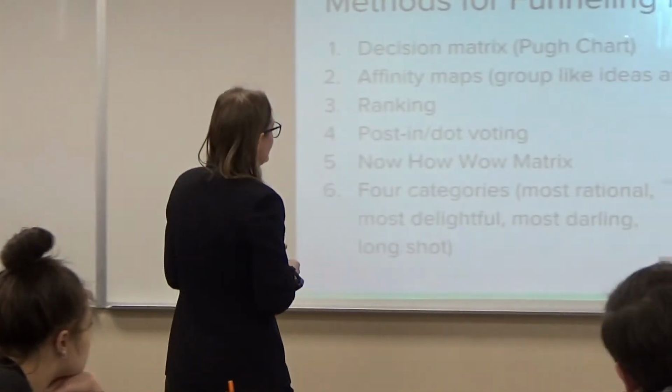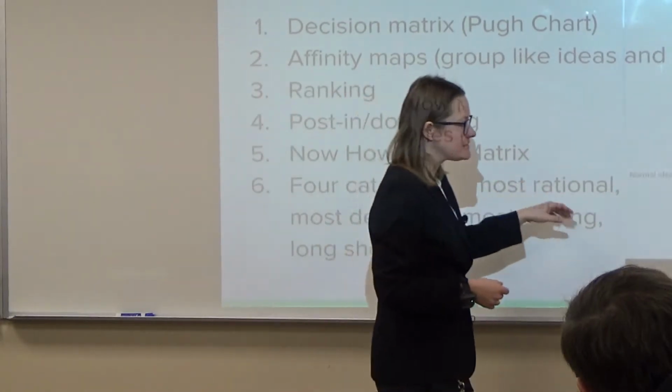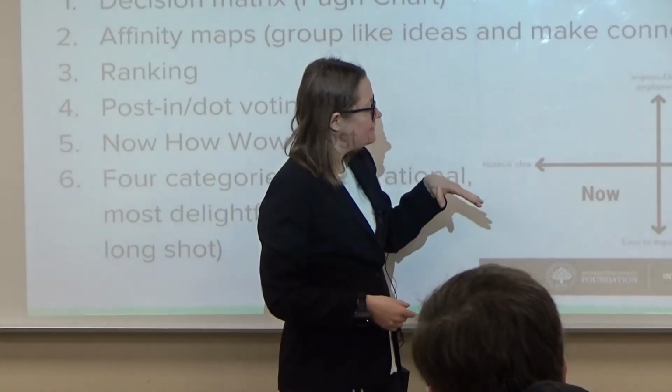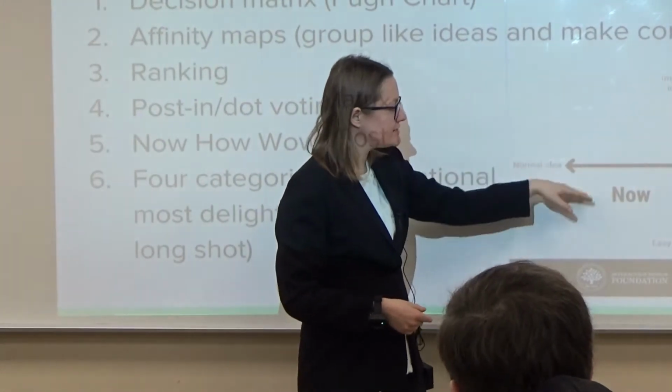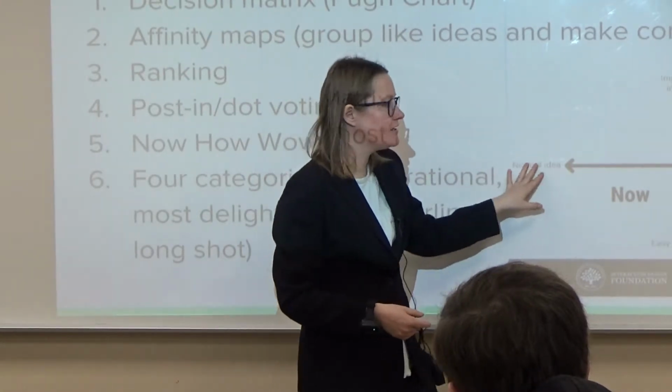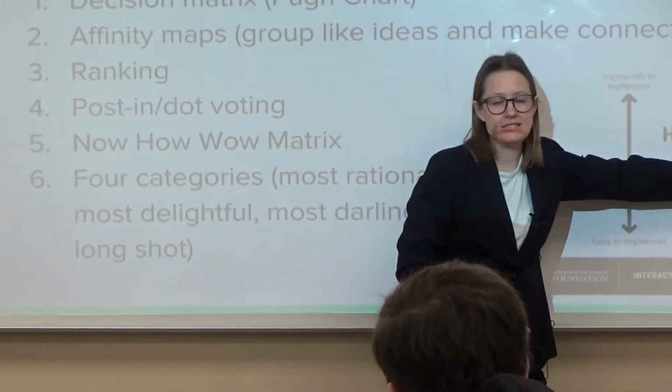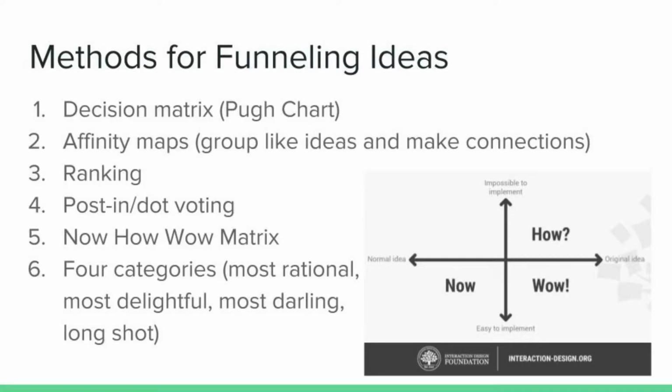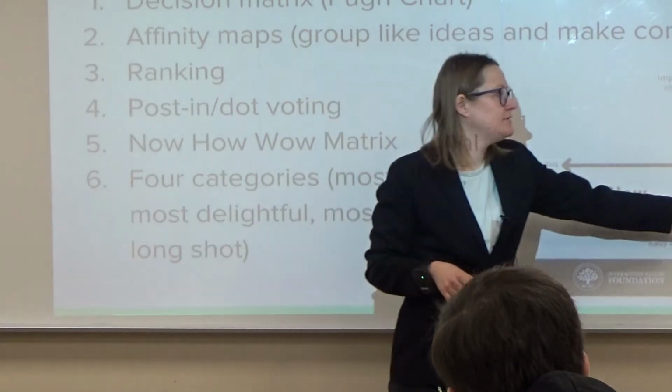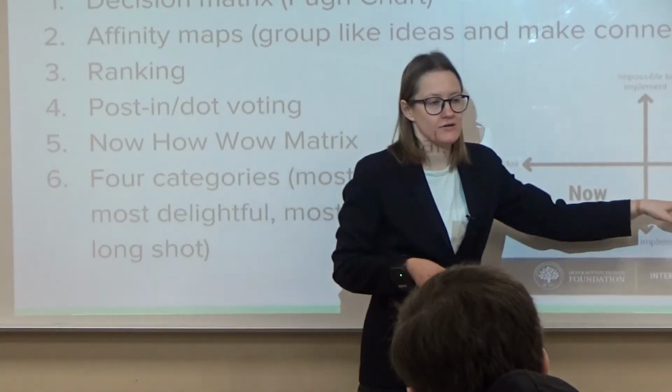One that I really like is this Now How Wow matrix. So we've got a picture for this. On the x-axis, we've got normal ideas over here on the left and original ideas on the right. So more creative, out-of-the-box kind of things. And then on the y-axis, we have impossible to implement up high and easy to implement down low. And you take each of your ideas and try to put them in one of these 4 quadrants, okay?